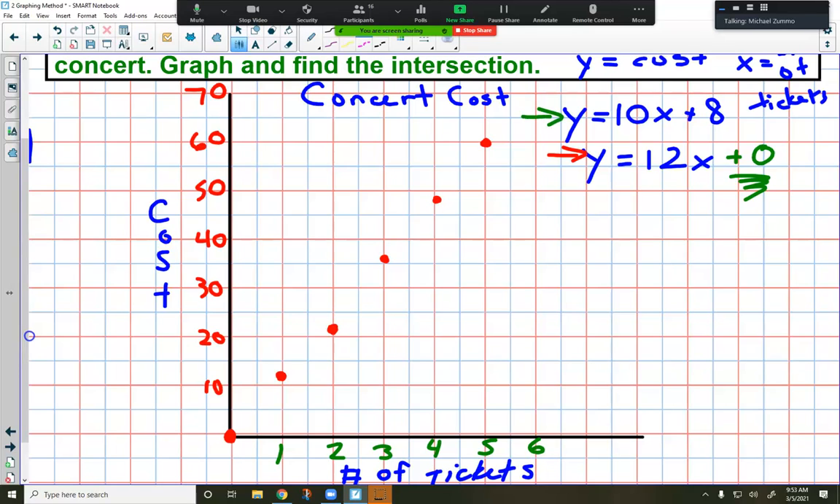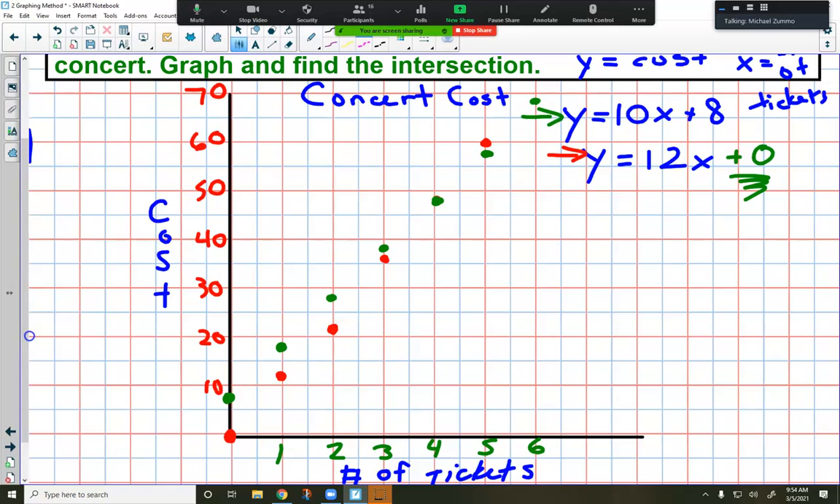I'm now going to graph this one, the y equals 10x plus 8. This is if we're buying it online. Our intercept is 8. That means at 0 tickets, we still have to pay the $8 service fee. And then it's going up by $10 per time. So $18 for 1 ticket, $28 for 2 tickets, $38 for 3 tickets, $48, ding, ding, ding, there's our overlap, for 4 tickets, $58 for 5 tickets. And we get $68 for 6 tickets and so on.